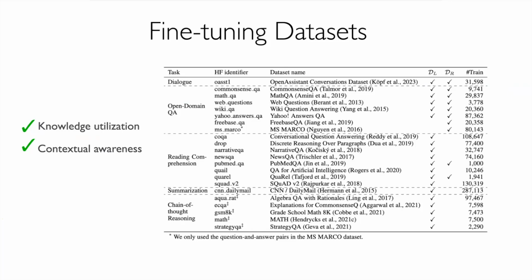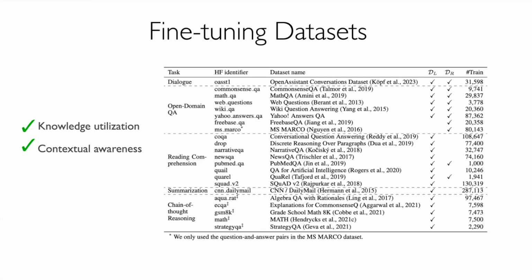So our fine-tuning dataset selection is biased towards two categories of tasks, which promote knowledge utilization and contextual awareness for the language model. For example, we select lots of reading comprehension tasks and summarization tasks, which typically come with a background text and certain decisions the language model needs to make based on the background text.